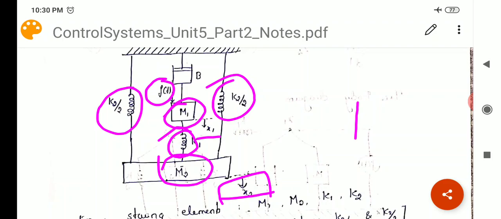Now here the important thing to observe is that it is k2 by 2 and k2 by 2. I'll show it again. There are two spring elements.